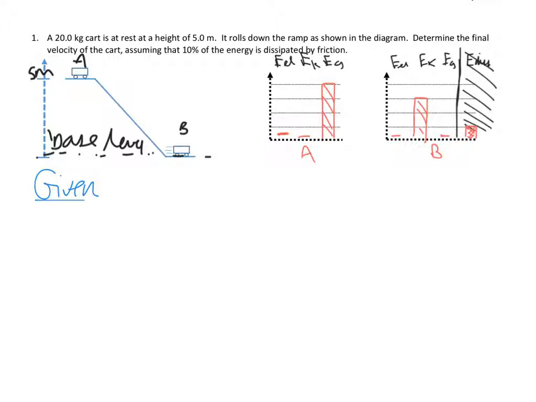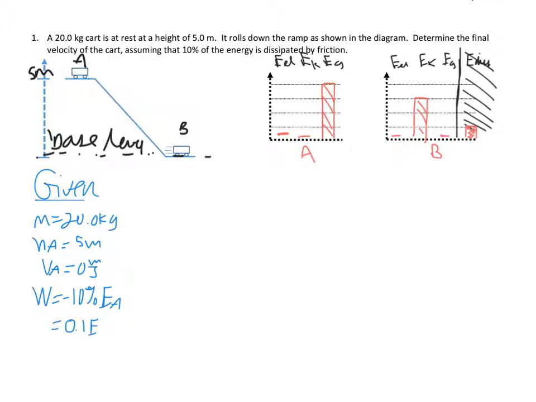And then we'll go ahead and solve. So we know that the mass is 20 kilograms. Height at A is 5 meters. Speed at A is 0 meters per second. And 10% of the energy is dissipated by friction. So that means that the work is going to be equal to negative, and it's negative because it's leaving the system, negative 10% of the energy at A. 10% is the same as saying 0.1. So work is equal to negative 0.1 of the energy at A.